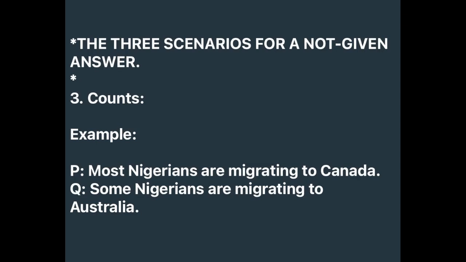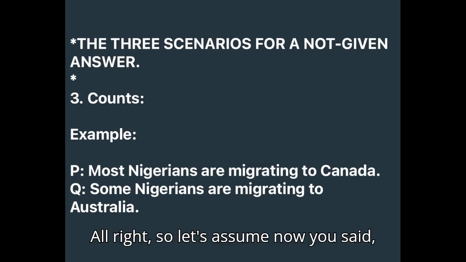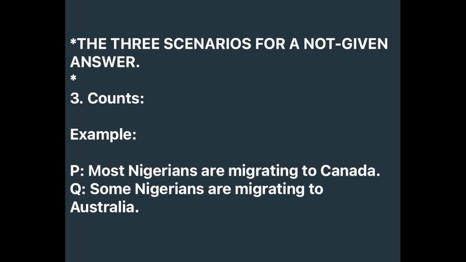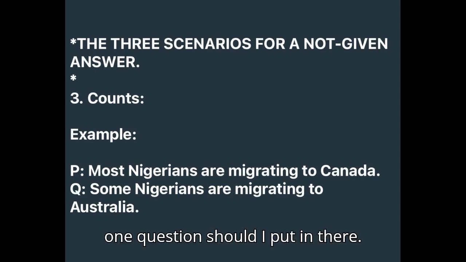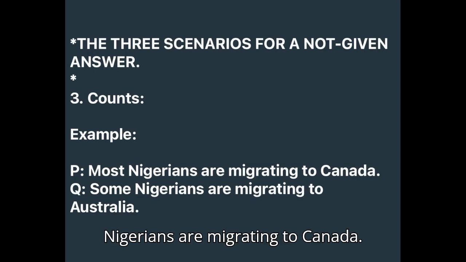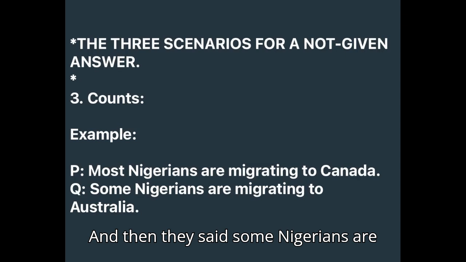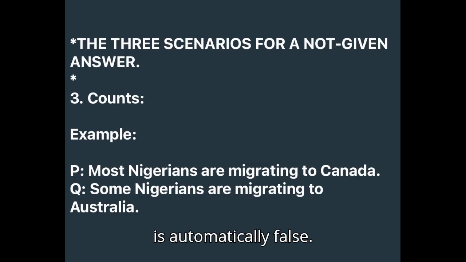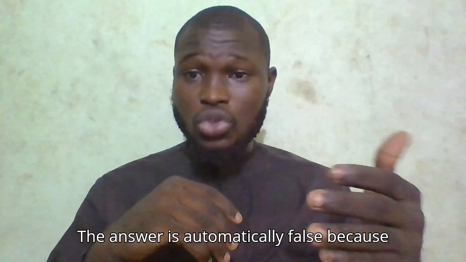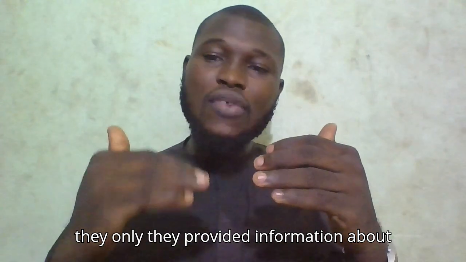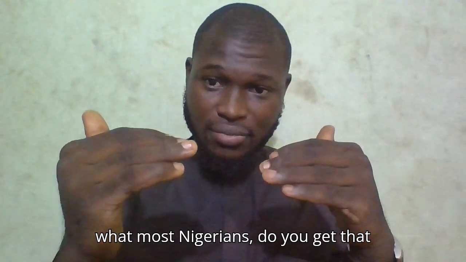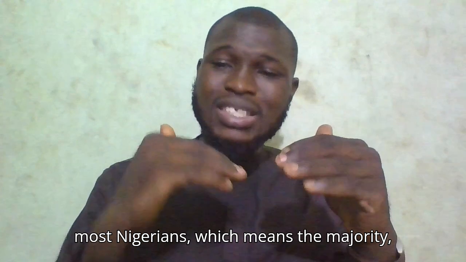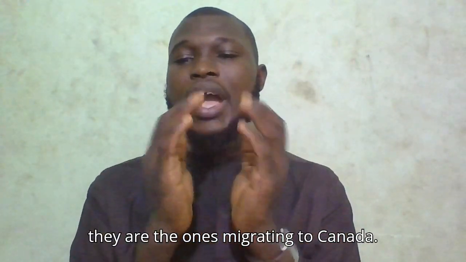Do you get what I'm saying? All right. So let's assume now they said, what question should I put in there? Okay, let's still use this question. Most Nigerians are migrating to Canada. And then they said some Nigerians are migrating to Canada. The answer is automatically false because they provided information about what? Most Nigerians. Do you get that? Most Nigerians, which means the majority, they are the ones migrating to where?